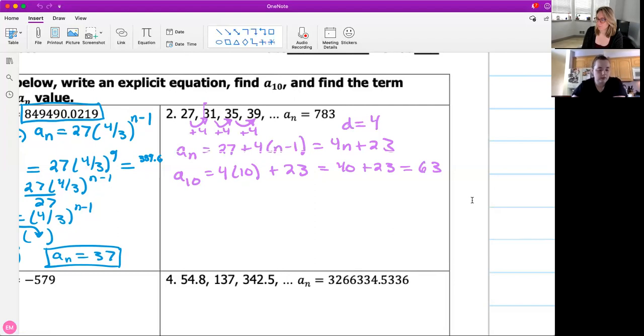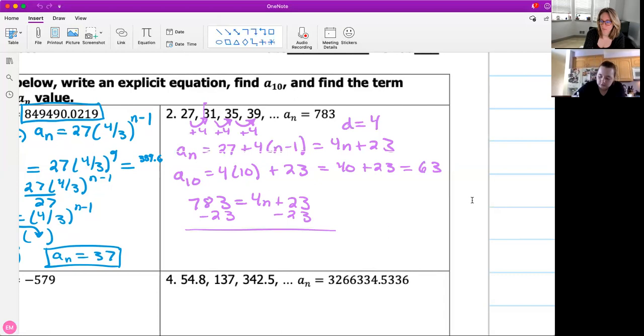And then our next thing that we have to find is what term 783 is. Remember, this is, again, a working backwards problem. So we're going to take 783 and set that equal to our explicit equation, 4n plus 23. And then we're just going to solve for n. So we're going to do minus 23.